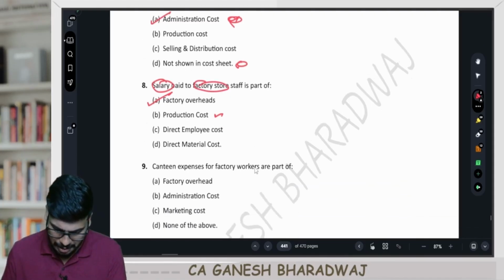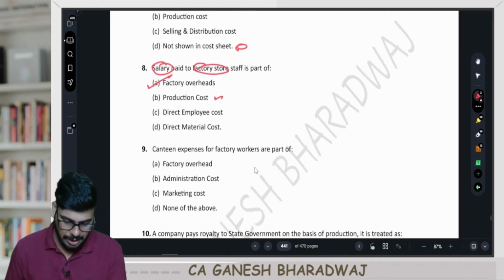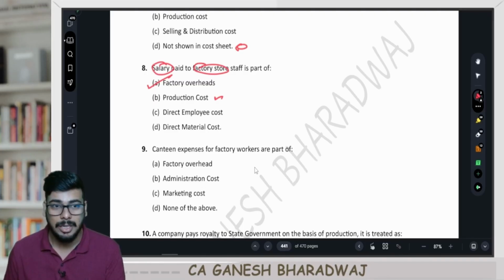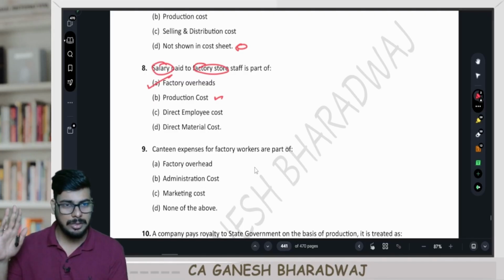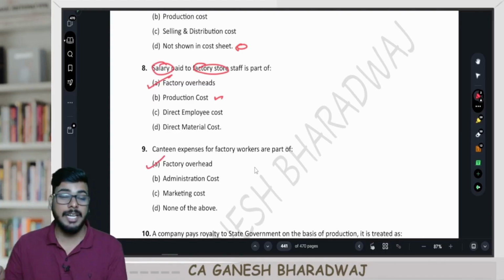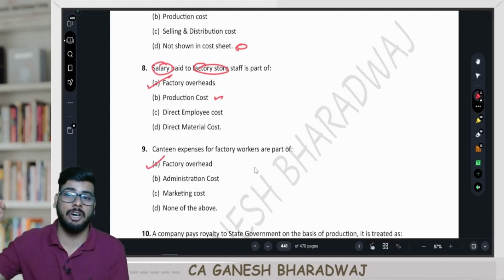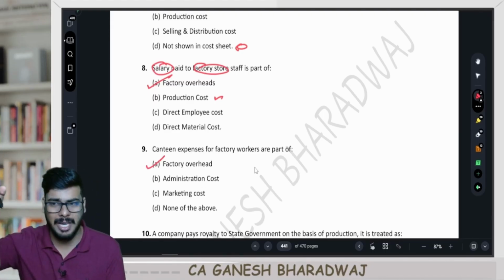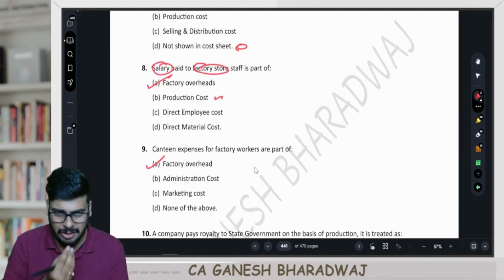It's very, very simple. Then canteen expenses for factory workers. It is canteen expense, no? But it is for factory workers. So it is going to be factory overheads. Canteen expenses for directors or top level management is going to be overheads. Any difficulty? That's all guys.